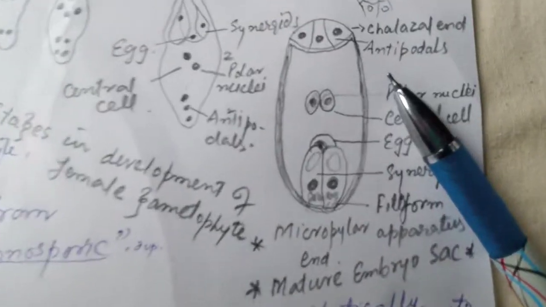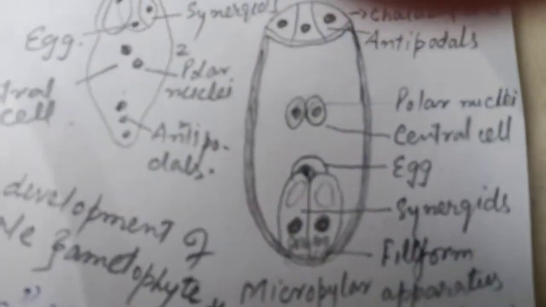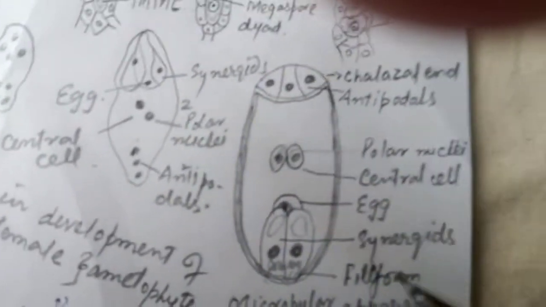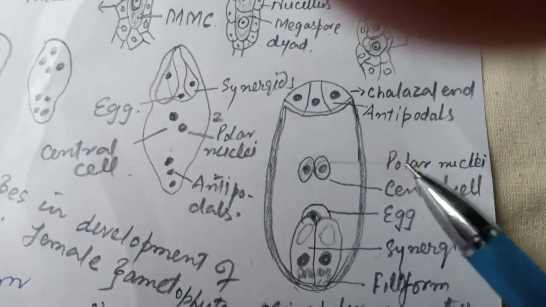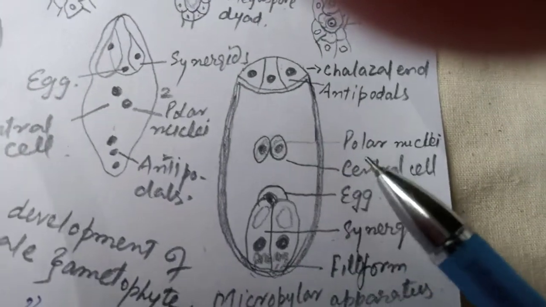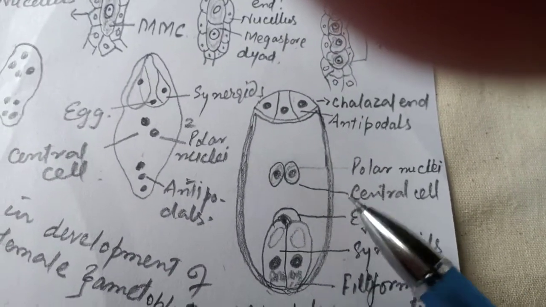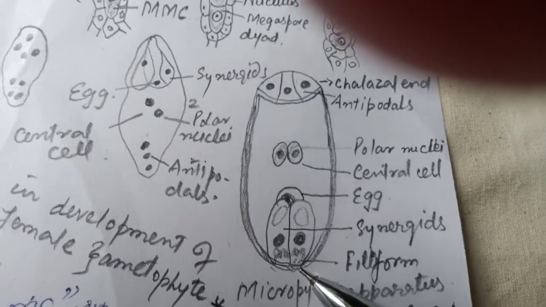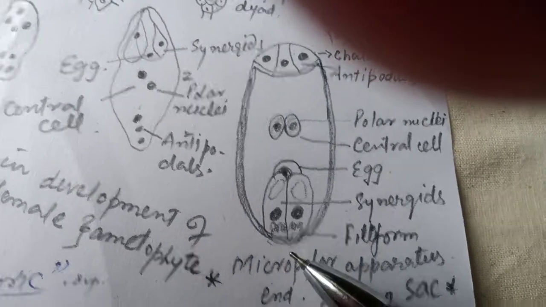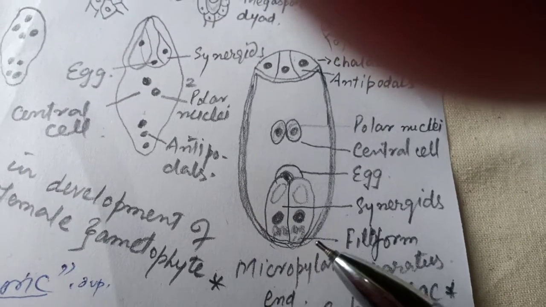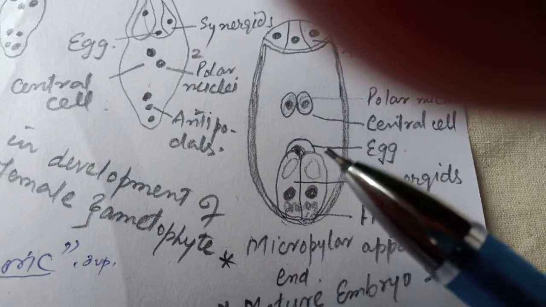And this is the diagram of the mature embryo sac. These are the 3 antipodal cells at the chalazal end, the 2 polar nuclei which lie in the center, commonly called the central cell, and here is the egg apparatus at the micropylar end with 2 synergids and 1 egg cell.